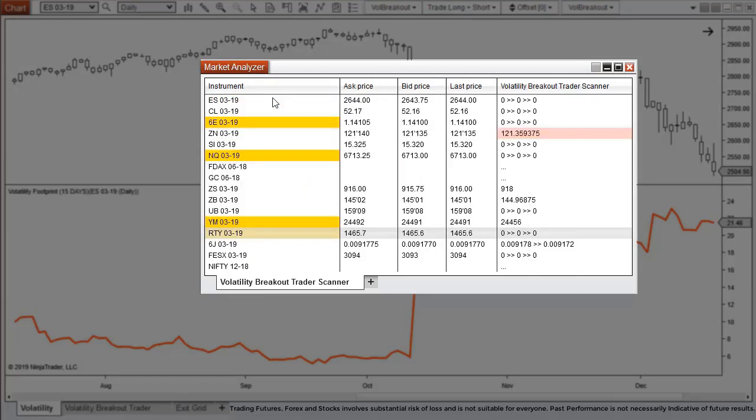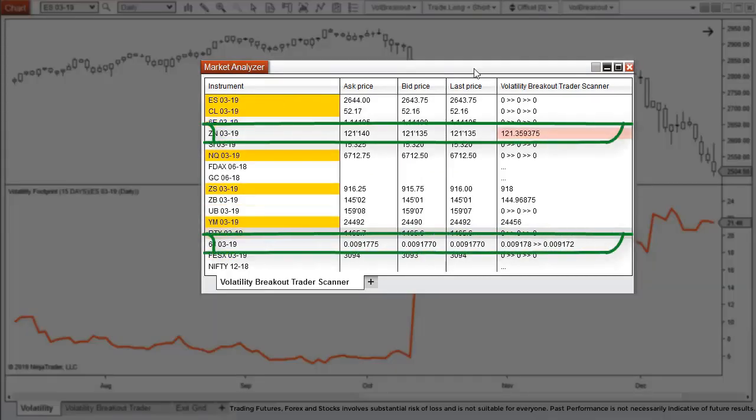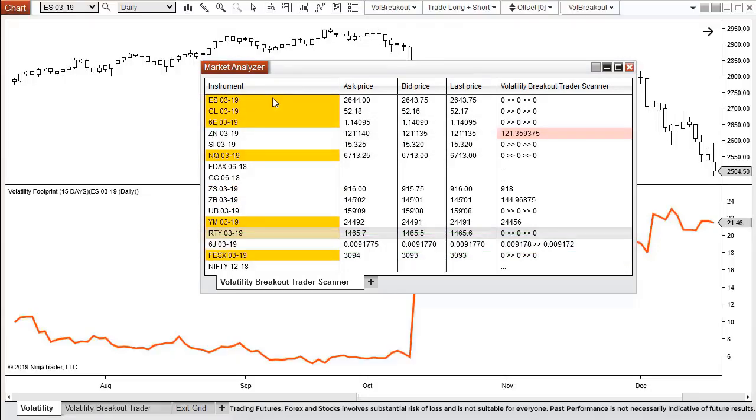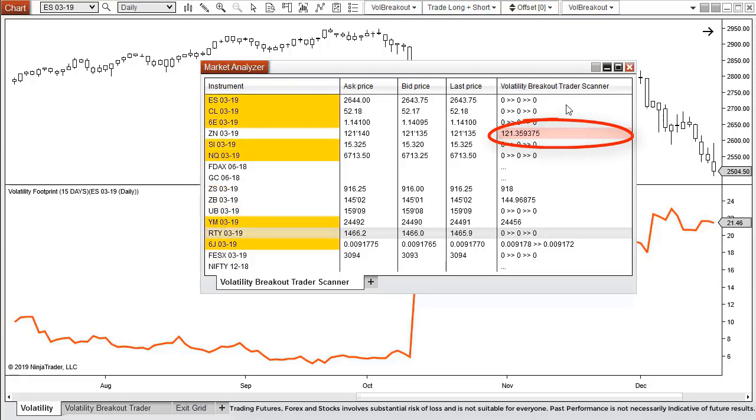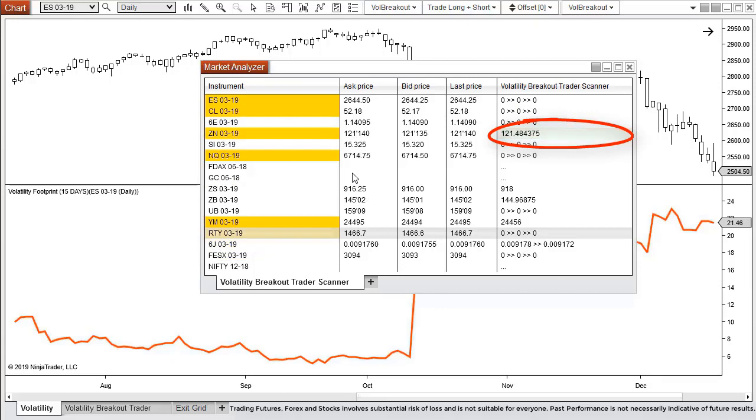Over here, you can see the scanner has indicated several high probability breakout setups happening. We can add those to the market analyzer to scan for breakout trade opportunities. Now, as soon as it finds a high probability breakout trade, we'll get a visual alert, a plot on your chart, audio or email alerts as well. Then you simply go to the chart and execute.